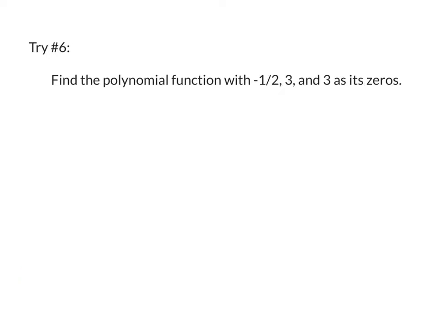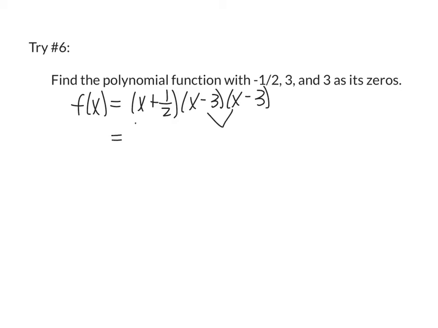So we want you to find the polynomial function with -1/2, 3, and 3 as zeros. So again, let's start with f of x. If you have -1/2, that came from x plus 1/2. And then we have 3's, they would come from x minus 3 and x minus 3. Okay, starting with those two, because they're fairly simple, that'd be x plus 1/2 times x squared minus 6x plus 9. All right, then from there we can use the box.